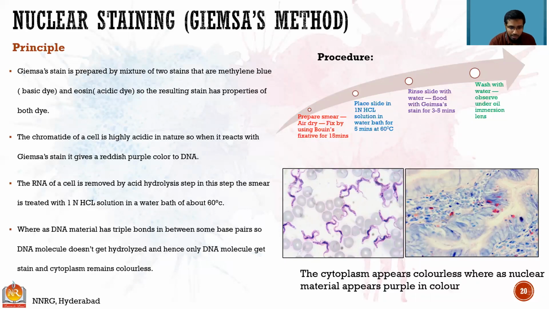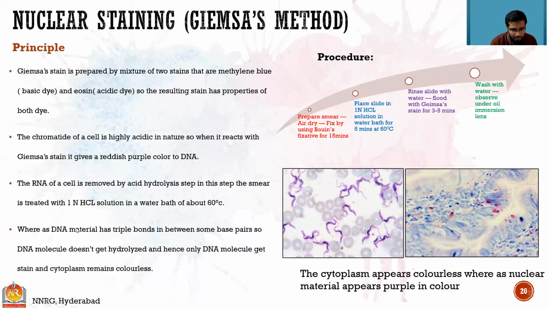The chromatid of a cell is highly acidic in nature. So when it reacts with Giemsa's stain, it gives a reddish purple color to DNA. As discussed, if it is a negatively charged particle, it binds to positive. If it is a positive charged particle, it binds to negative. So chromatid is highly acidic, which means it has a negative charge. When it has negative charge, it will bind to a positive charge, isn't it? When it binds to the positive charge, that color will be imparted. So because of imparting that color, due to Giemsa's stain, the DNA or RNA will show color.